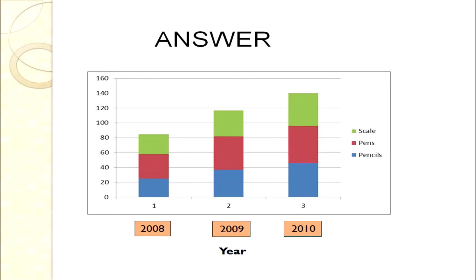Likewise, for year 2009, I am repeating once again: first make a line for the pencils, whatever the data value is, then add the value of pens to the pencils value, you will get a cumulative value, you will again draw a line and the leftover is scale. Likewise, you are going to draw the component bar diagram. Now, as you can see in the component bar diagram, we can easily find the variations.